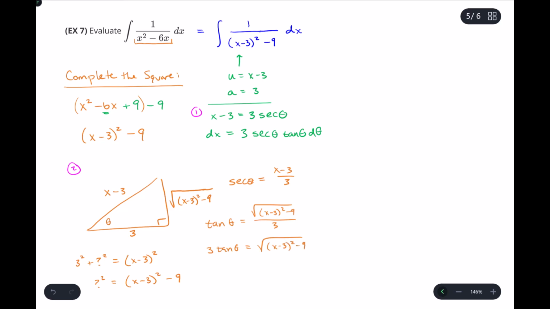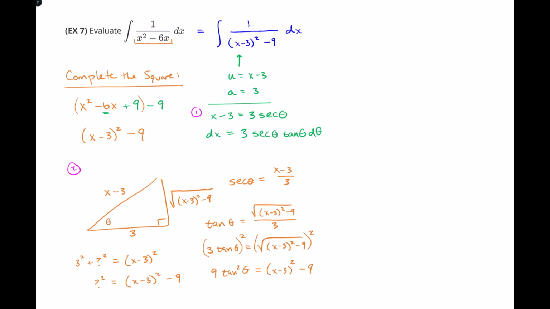Now the thing is, I can manipulate this equation or these substitutions in more ways than just moving constants from one side to the other. In fact, there's a lot that I could do. So as long as you do the same thing to both sides of this equation, that's fine. I'm going to square both sides and say this is 9 tangent squared theta equals x minus 3 quantity squared minus 9. And in that way, I can substitute directly for this piece that I see right in the problem.